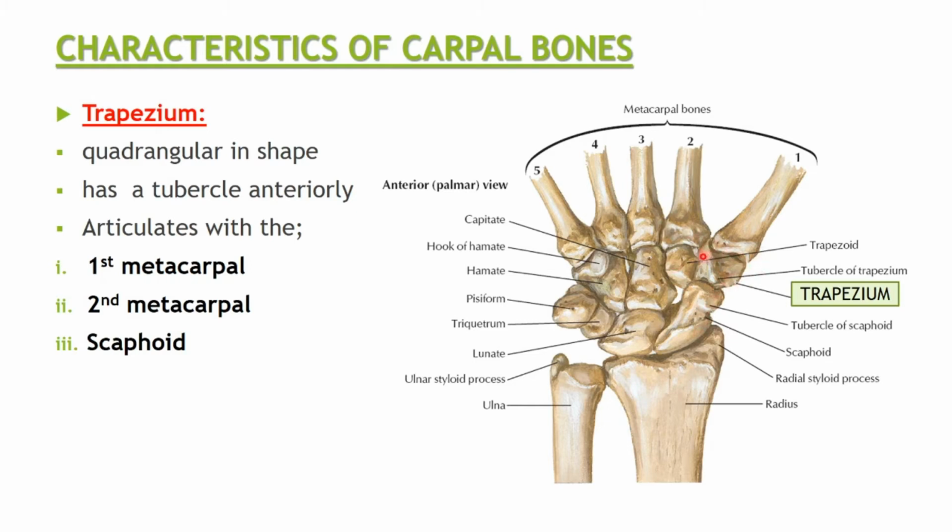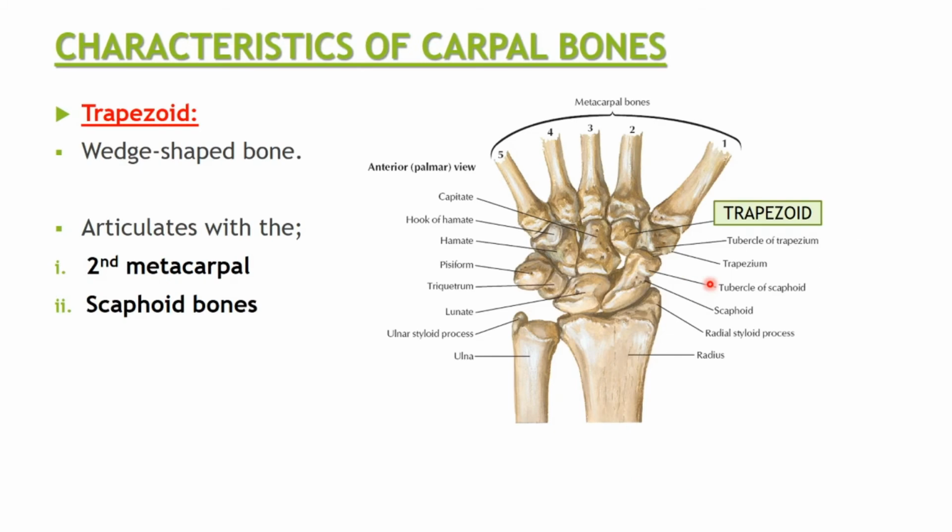So this one is the trapezium, quadrangular in shape, having 4 sides, and on its palmar aspect it is having a tubercle, which is its characteristic feature. Then comes the trapezoid, wedge-shaped bone. You can see here, articulating with the second metacarpal bone and also with the trapezium and capitate. So this is the small bone, trapezoid.